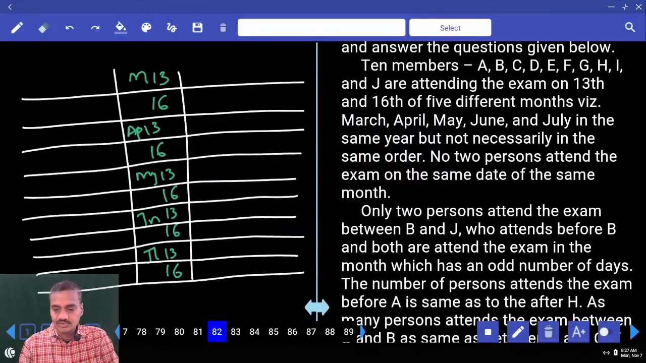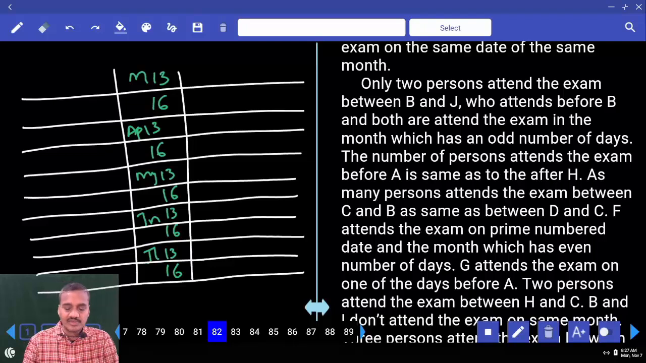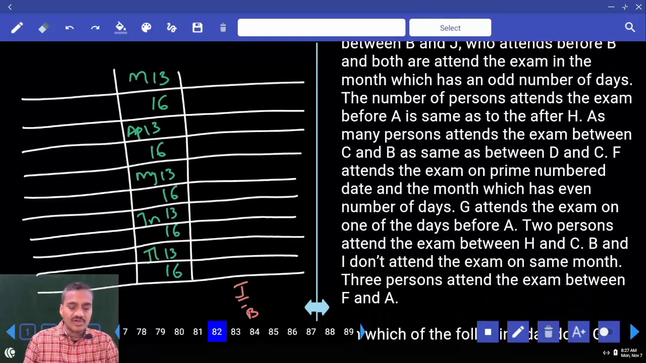Now in this condition number 1, only two persons attend the exam between B and J, and J attends before B. There are exactly two persons between J and B, and both attend the exam in a month which has odd number days. Now can you take J at this place? Then B must be here, in April, which is not possible. Or if J is here, we can take B at this place. Now J is here, two persons between J and B, and B can be here. That is one possibility.